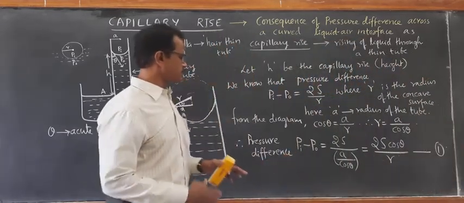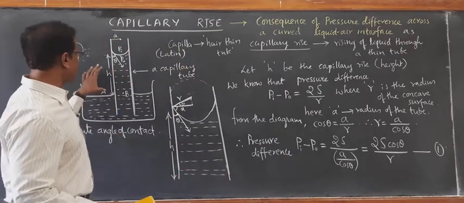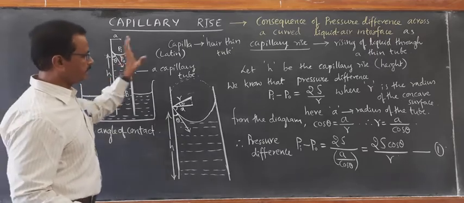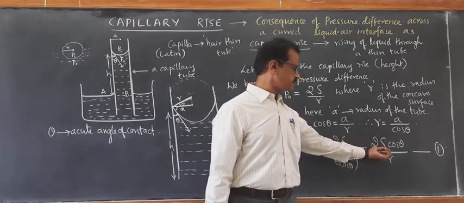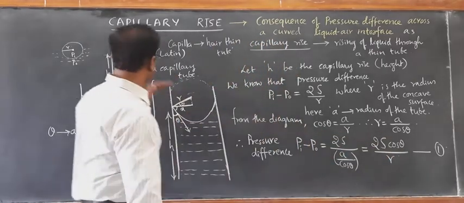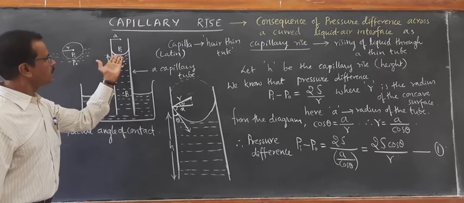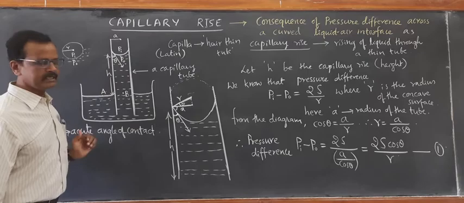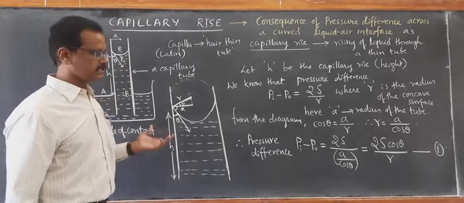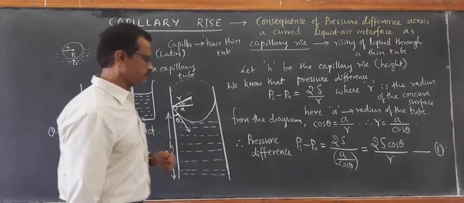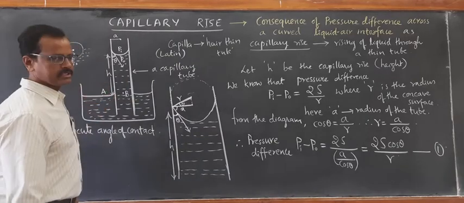Now this pressure difference causes the liquid to rise through a height h, and that pressure difference is a consequence of the surface tension, that is, the surface energy of the liquid-air interface at the concave meniscus. Yesterday we discussed that it forms a concave meniscus for liquids like water, which has an acute angle of contact. Now we shall calculate this height h.